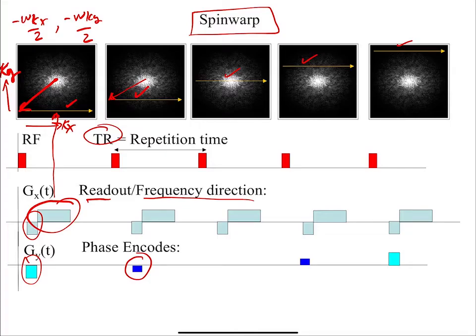Is there a question there? Yeah, is there no decay in the KY space during the readout, or is that just too fast? There is. It really depends on the tissue, which we'll talk about next time.